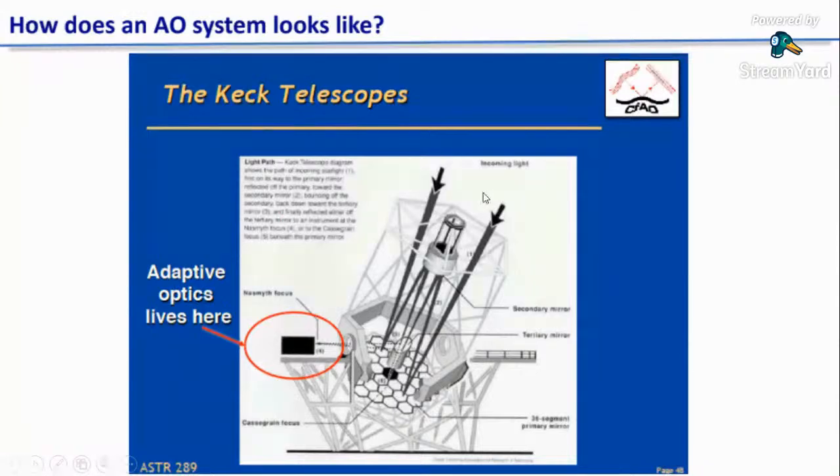This is from the Keck telescope. Keck is a 10-meter telescope consisting of segmented mirrors. Here's the primary 10-meter segmented mirror, light coming from the distant source, and the secondary mirror, and the light is then focused onto the tertiary mirror, which turns it towards that adaptive optics system. And from here we have these deformable mirrors to correct them.